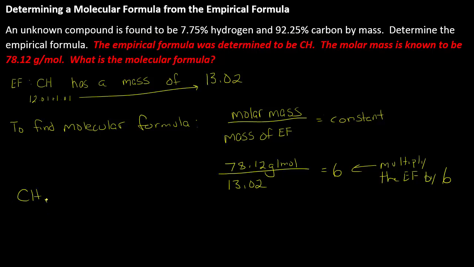So if I want to, I can write it out like this. Say CH times 6 equals C6H6. So the molecular formula of the compound in question is C6H6.